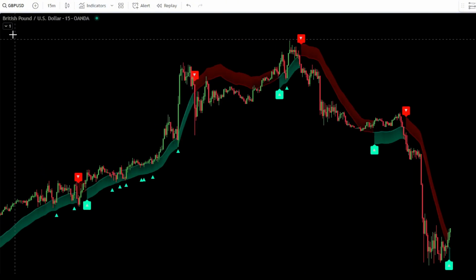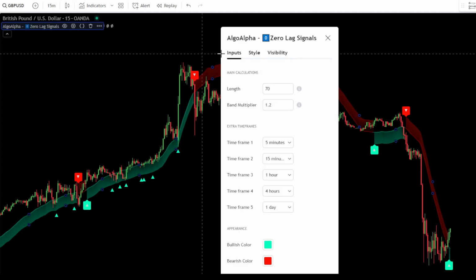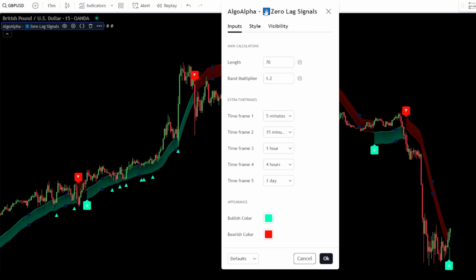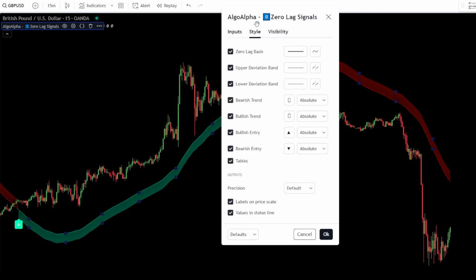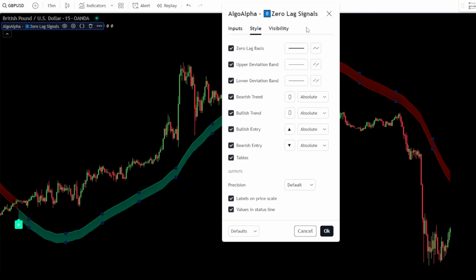After that, make a few adjustments to the Zero Lag Trend Signal Indicator. Go to the Input tab and change the indicator's length to 200. Then go to the Style tab. In the Style tab, remove some markers that we don't need. Uncheck the boxes for bullish entry, bearish entry, and tables. Once done, simply click OK to confirm the changes.